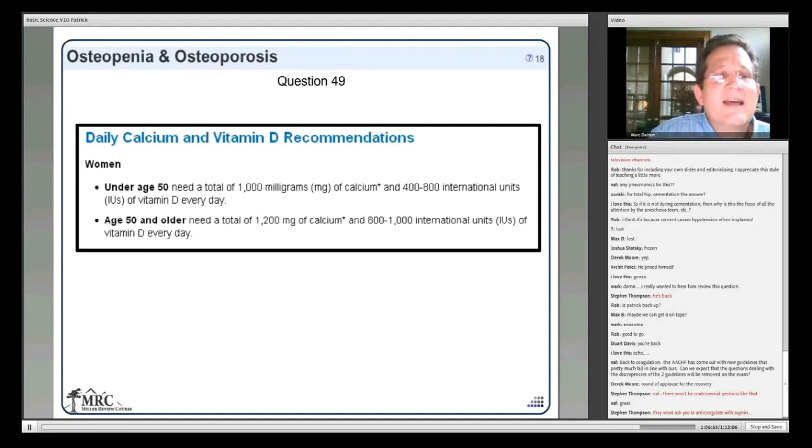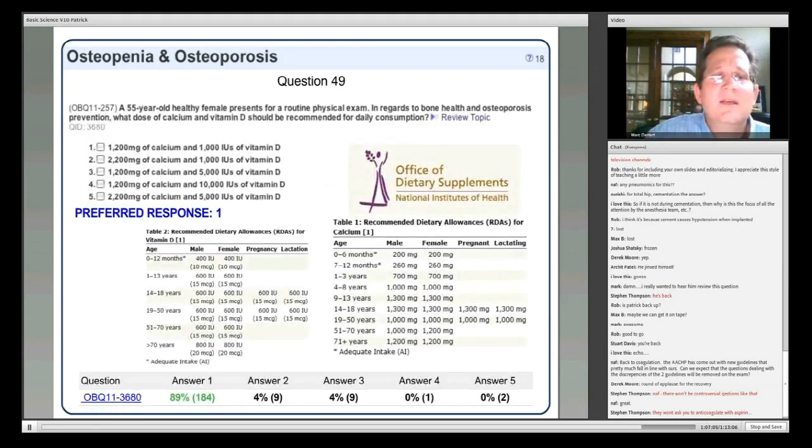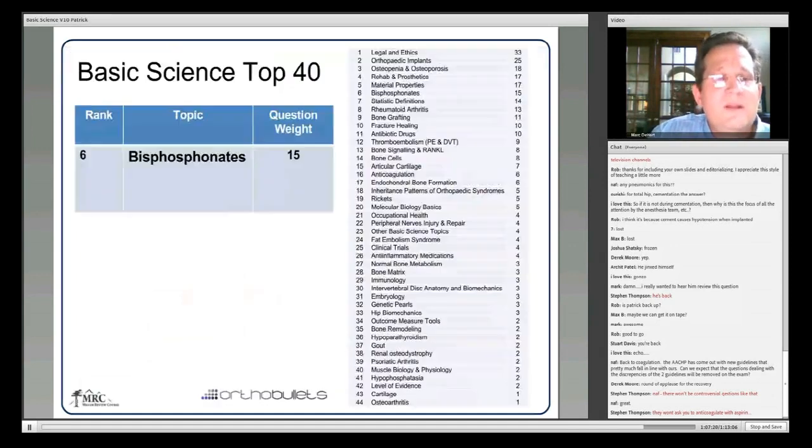So if you look at the guidelines, women over the age of 50 need 1,200 milligrams of calcium and 800 to 1,000 international units of vitamin D every day. If you go to the NIH Office of Dietary Supplements, they support the same recommendations for the calcium and have a little bit different recommendation for vitamin D, but that may change in the future. Thankfully, almost 90% of y'all got that right, and we'll move on.